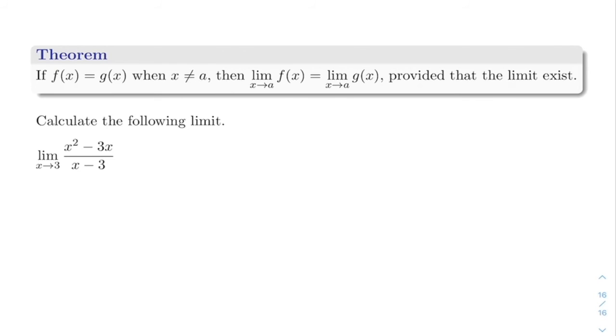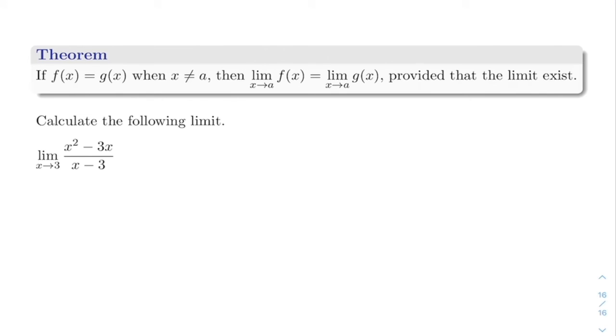The last result we will use to compute limits is the following. So if we have two functions that are equal when x is not equal to a, then the limits of these two functions are the same, provided that the limit actually exists. So this result encodes what we did in the first video. So let's see this with another function.